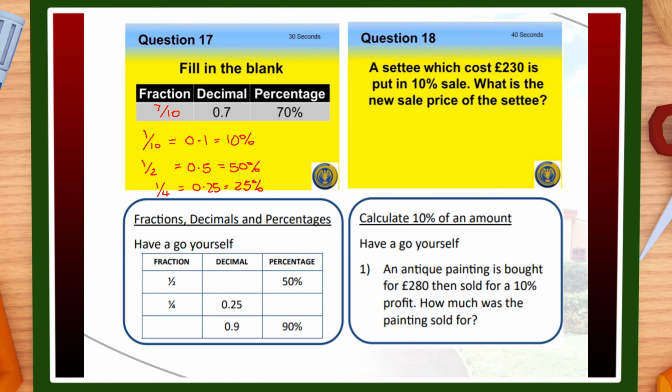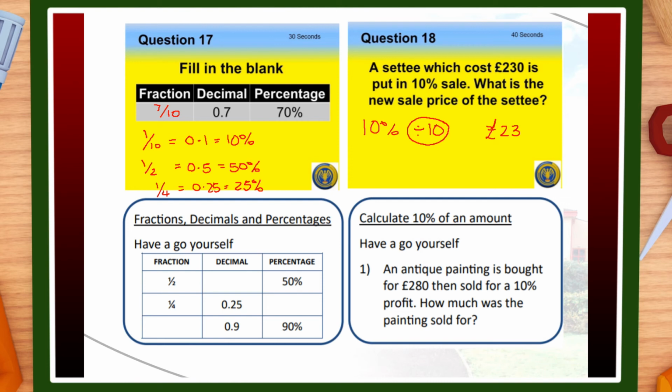Question 18. A settee which costs £230 is put in a 10% sale. What is the new sale price of the settee? So to find 10% of a number, which is what this question will always be about, we have to divide that number by 10. So in this case, 10% of £230 is £23 if we divide it by 10.